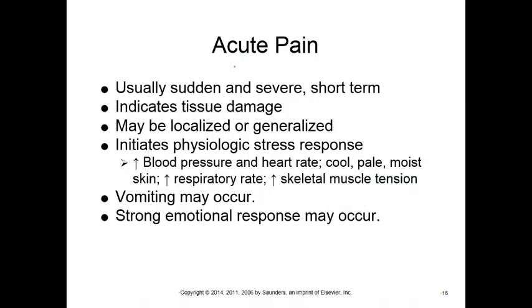Acute pain, like I said, is acute, so that means it's sudden and severe. It's usually short term, and typically it indicates some kind of tissue damage. If the tissue damage is local, the pain is usually going to be in a local region. So if it's in the abdominal region, it's going to stay there. Sometimes we have acute pain throughout the whole body. Think about when you have the flu.